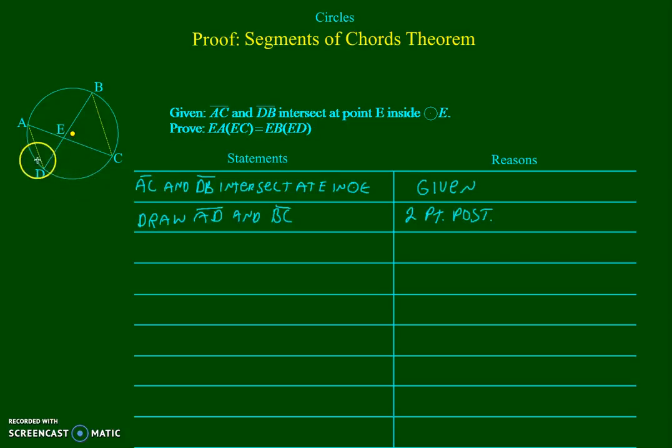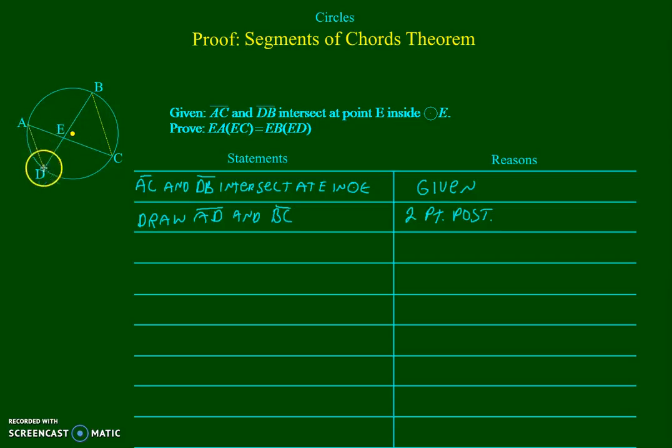Now what we have is AD and BC drawn in. I did that with the two-point postulate. We have triangle ADE and triangle BCE. Now these two triangles can be shown to be similar. That is, their corresponding angles are congruent.